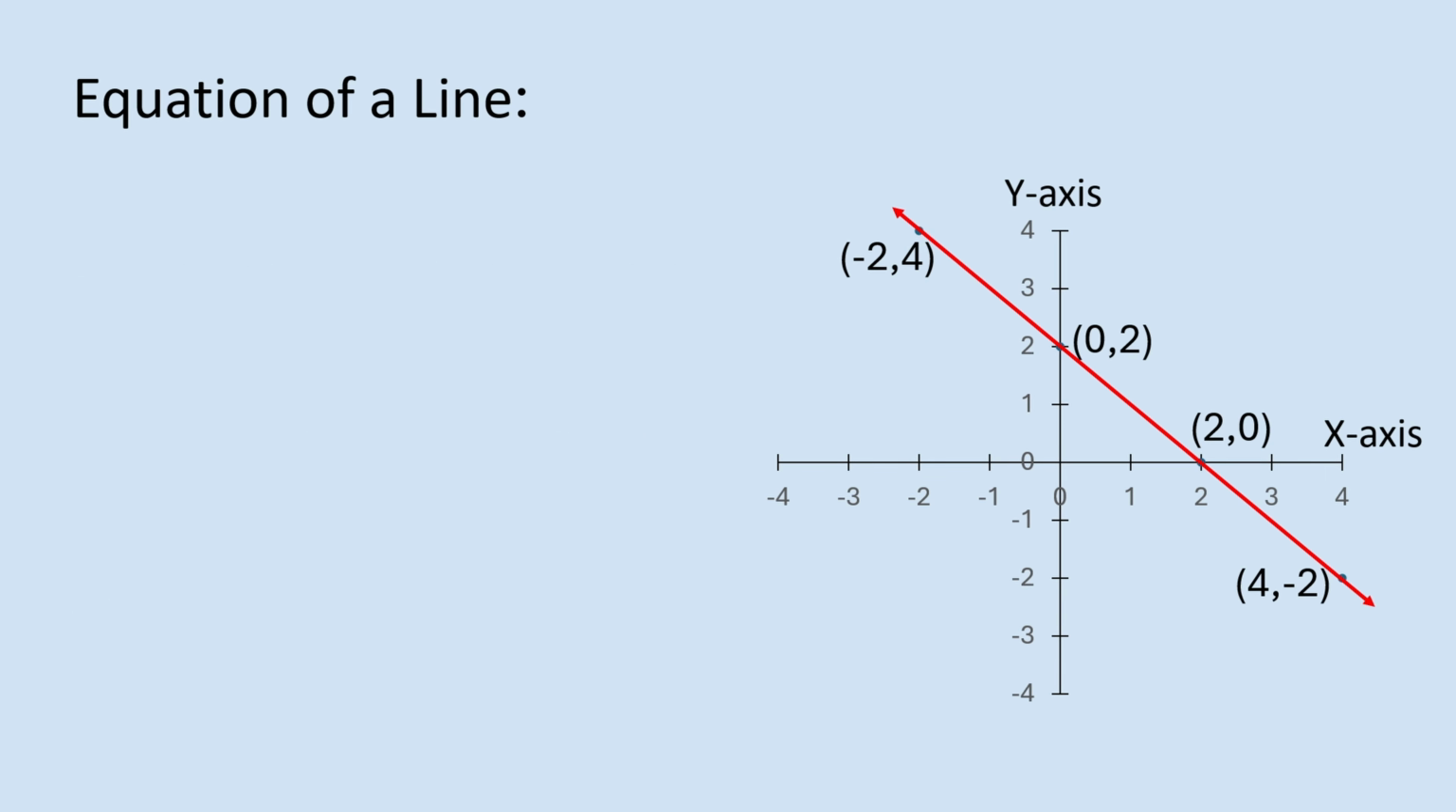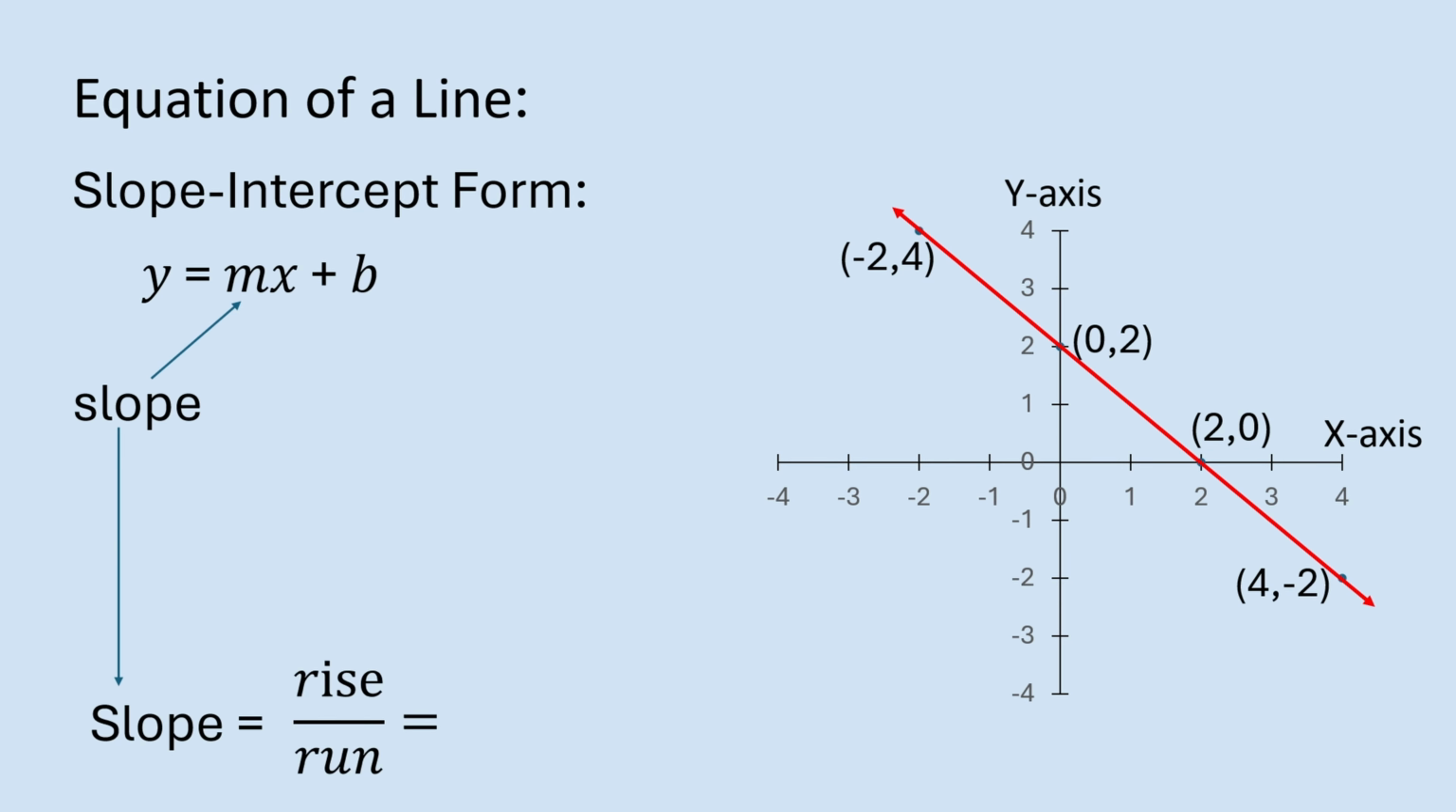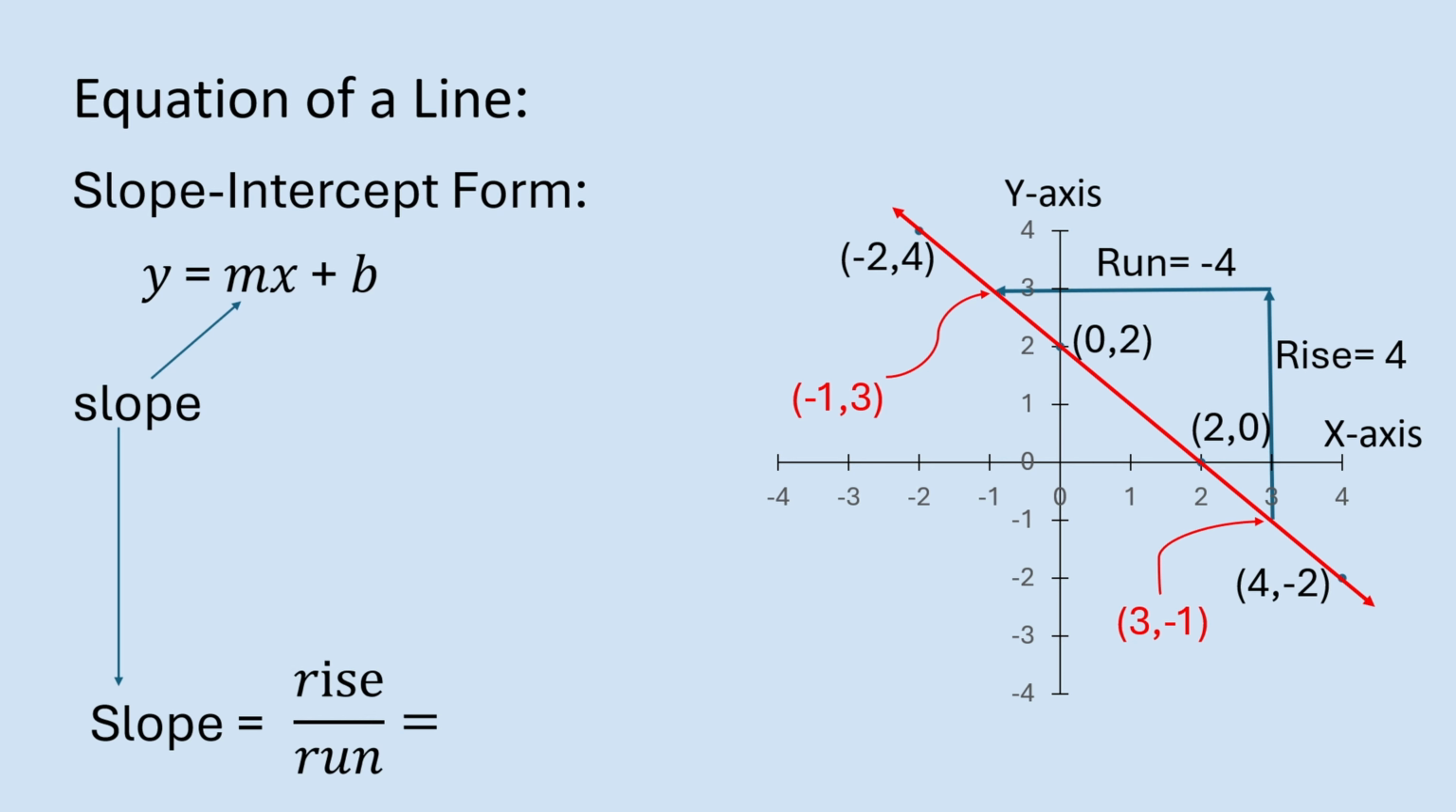Example. This is the line. Now we want to find the equation for this line. As we know, slope-intercept form is y = mx + b. Here m is slope. Slope is equal to rise divided by run. For this line, we select 2 points. For one point, we rise 4 units on the y-axis and run -4 units on the x-axis. So 4 divided by -4 is equal to -1.